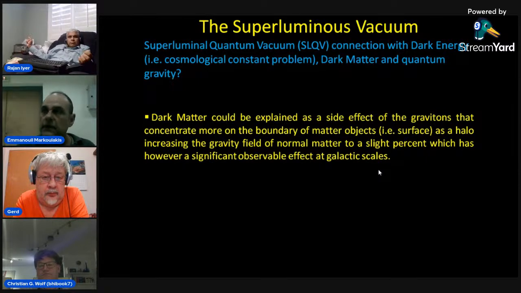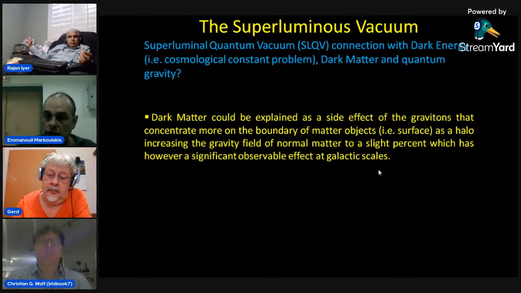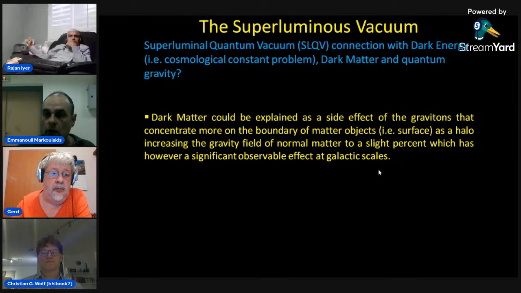So dark matter can be something like that: a side effect of the gravitons' superluminal condensate that concentrates more on the surface around the object and therefore adds gravity.